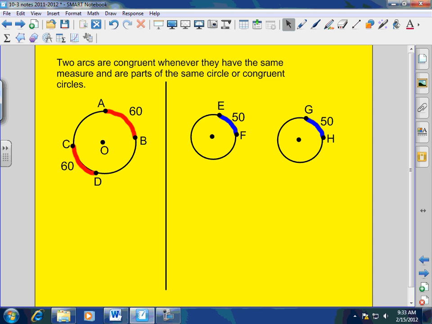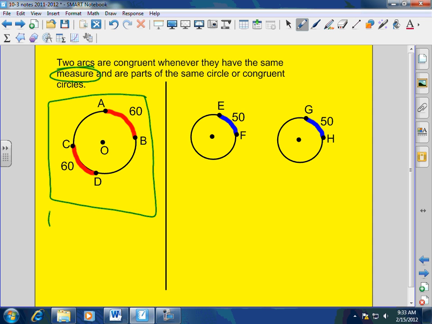So now, an example of what I just said. Two arcs are congruent whenever they have the same measure, we're talking about degrees, and are part of the same circle or congruent circles. So in this particular case right here, arc AB would be congruent to arc CD. Why? Because they have the same angle measure and they're part of the same circle, so that means they're sharing the same radii.